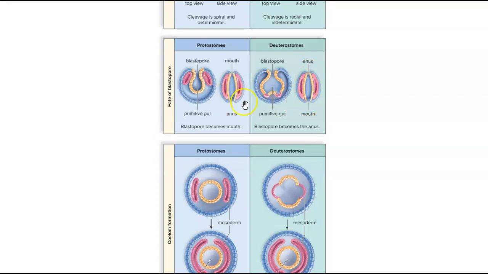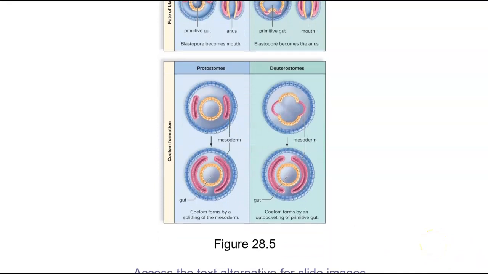They look very similar in the end as far as at this stage, but notice that the mesoderm in the deuterostomes formed as an outpocketing of this endoderm tissue, the primitive gut. All right, and then we have the formation of the coelom. So the coelom is the body cavity that holds the organs.